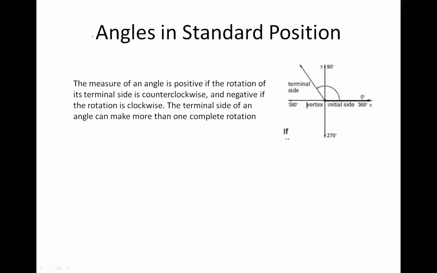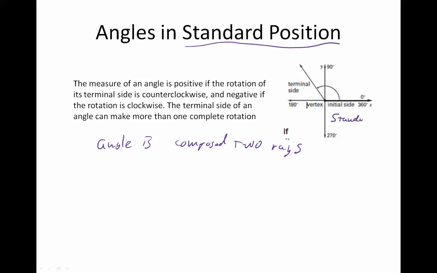So here we have a nice picture of some of the things that we need to recognize. So first of all, an angle. An angle is composed of two rays that share a common vertex. Okay, now to call something in standard position, it needs to fit this layout.